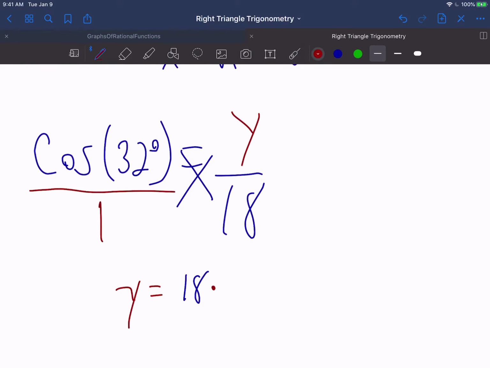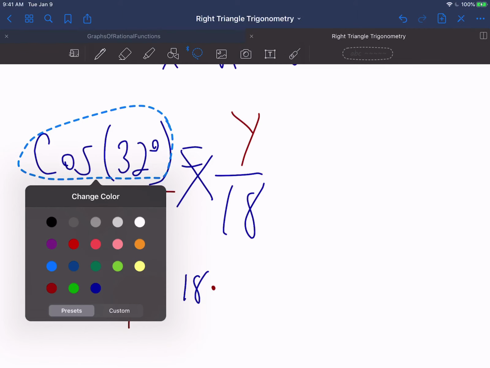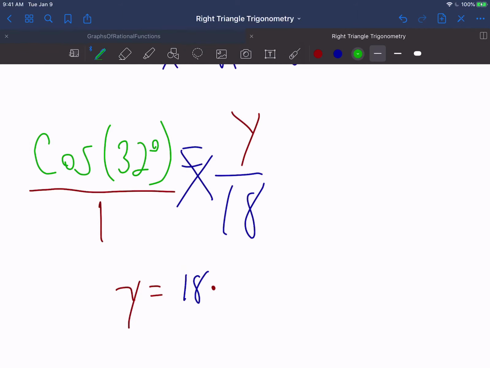and just for fun, I know I'm switching colors. Maybe we'll just color this right now. We'll color it green so it feels a little bit better for consistency. And then I'll write here cosine of 32 degrees. So that's an exact answer. I know what y is, and it seems weird, but I'm going to just go like this.